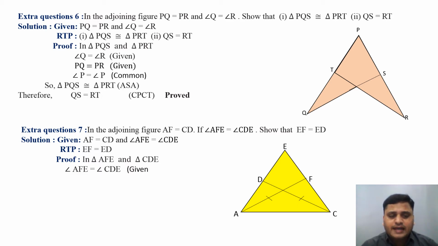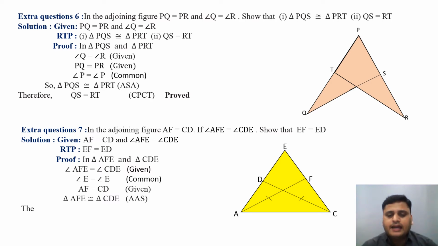First of all, angle AFE is equal to angle CDE, that is given. After that, angle E is equal to angle E, this is common in both triangles. And then we have AF is equal to CD, that is given in the question. So these two triangles become congruent by which criterion? One is the given angle, another is the common angle, and then one side. So it becomes angle angle side. These two triangles become congruent. So if these two triangles are congruent, we can say that EF is equal to ED by CPCT. In this way we can prove this question.